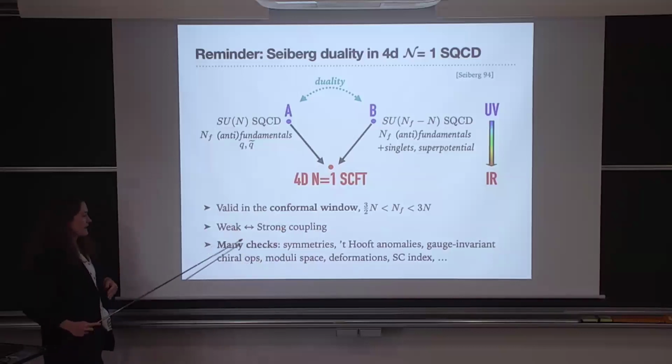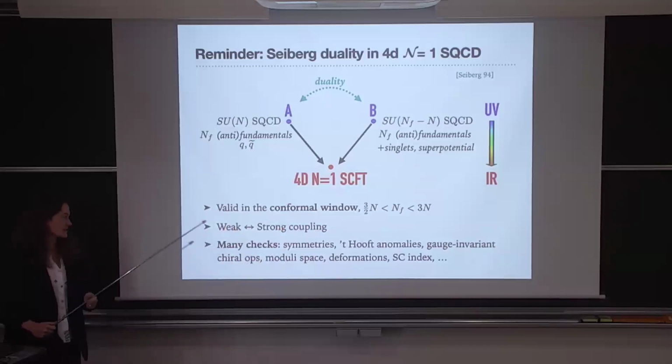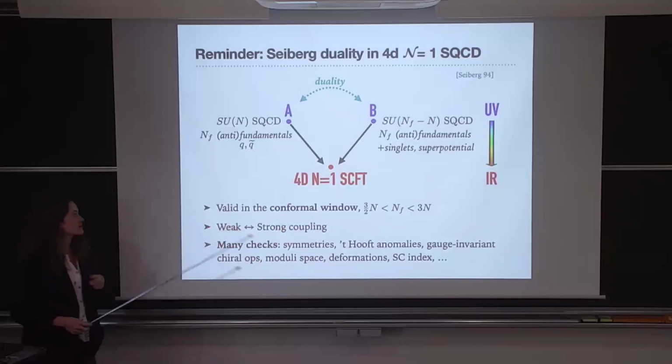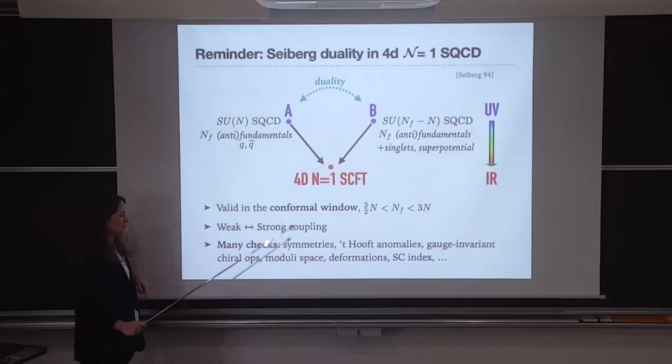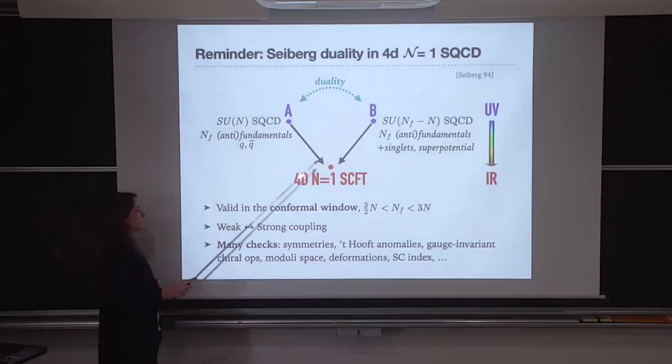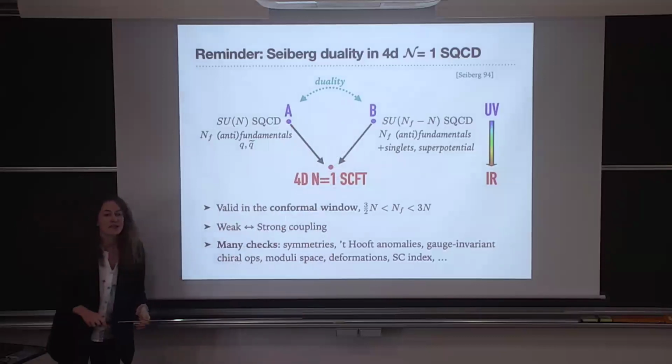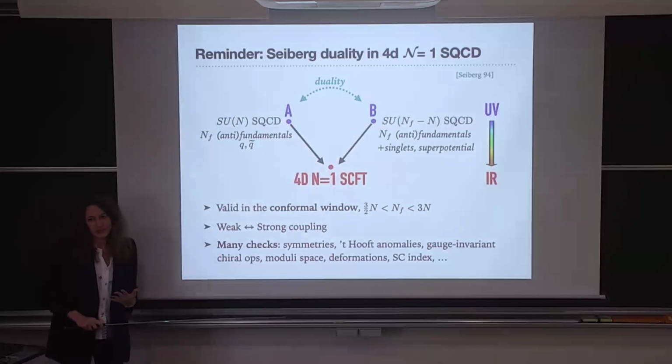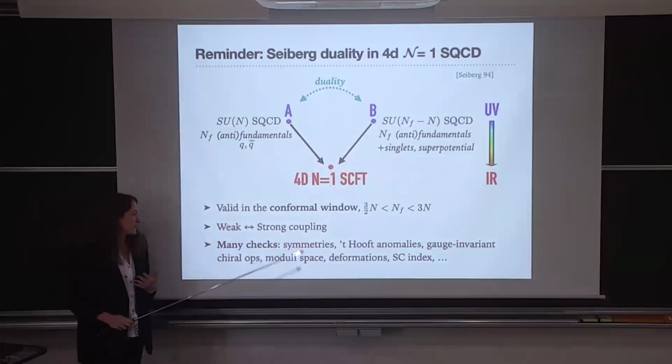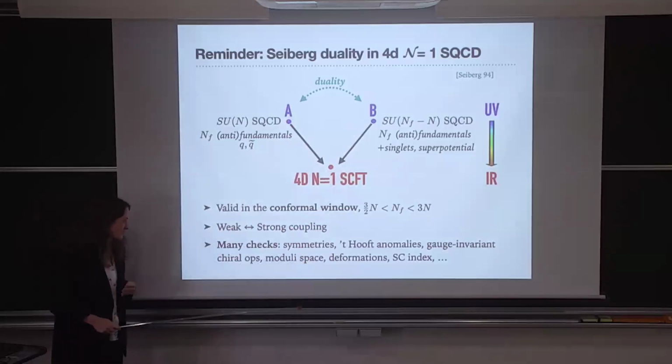Another comment is that part of the reason this is so useful is it exchanges strong and weak coupling. So the couplings are related by an inverse. When one of the theories is strongly coupled, the other is weakly coupled. And so I can use the weakly coupled description to learn about the strongly coupled dual.